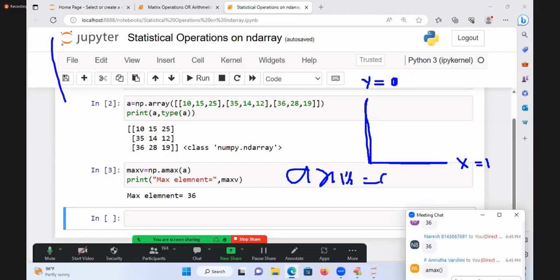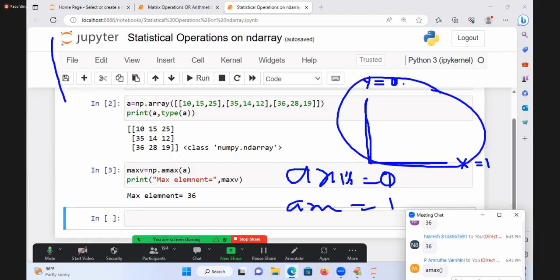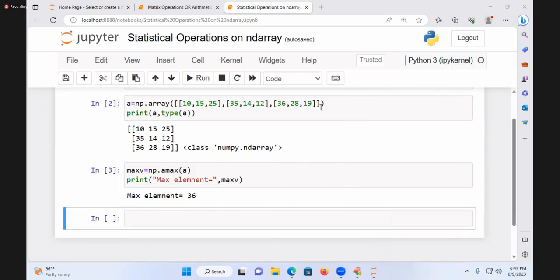Now I am writing here: axis equal to 0 indicates columns. Axis equal to 1 indicates rows. Did you understand? And don't think that it is permanent. For certain things this is the case. In some cases, it will change. Where it will change, I will show you that.